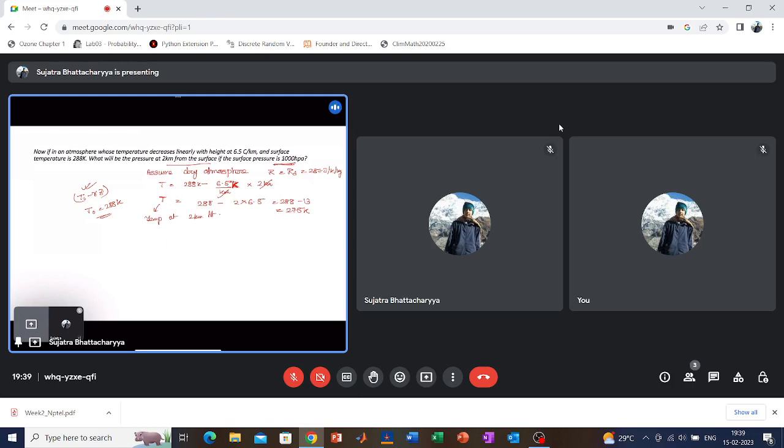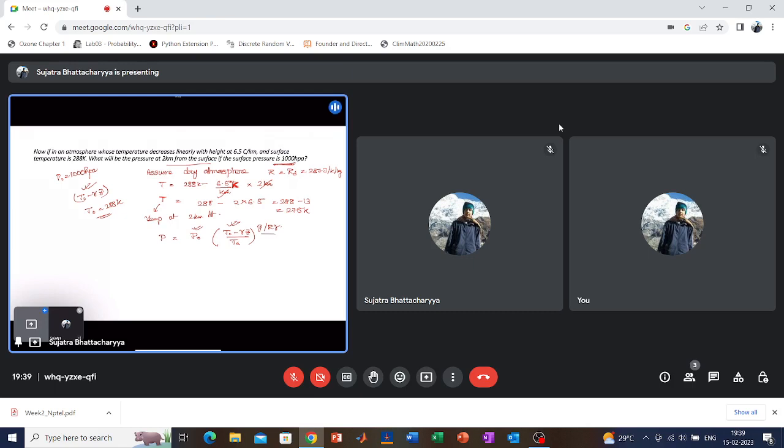Now what is the pressure in this kind of an atmosphere? The pressure P is equal to P0 into (T0 minus gamma Z divided by T0) to the power G upon R gamma. Fine. We have calculated this. We know P0 is 1000 hectopascals. I will again not convert these hectopascals to pascals because P and P0 are in ratio, so whatever the P0's unit will be, the P's unit.